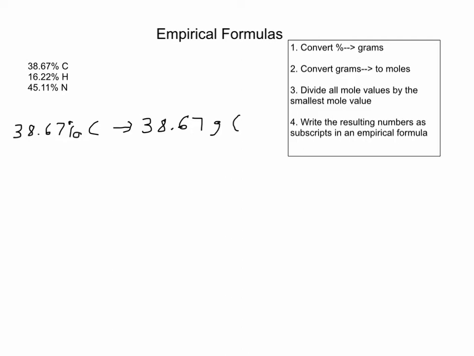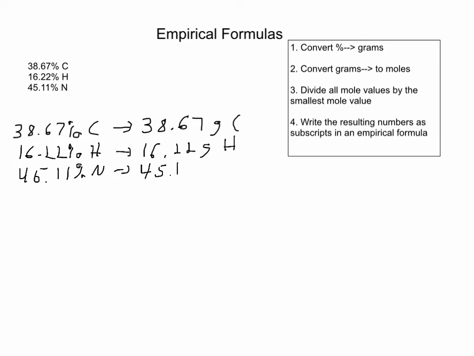And we'll do the exact same thing with the other elements. So we end up with hydrogen, 16.22%, which becomes 16.22 grams of hydrogen. And 45.11% nitrogen becomes 45.11 grams of nitrogen. Notice how I'm always rewriting the name of the element. This is going to be very important because we have to keep track of several elements at once.